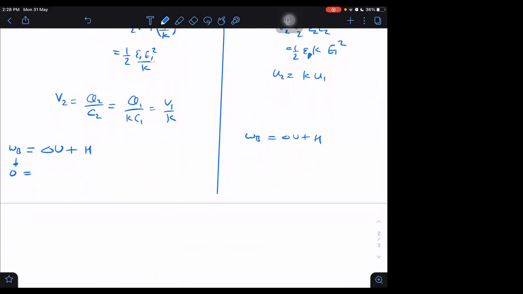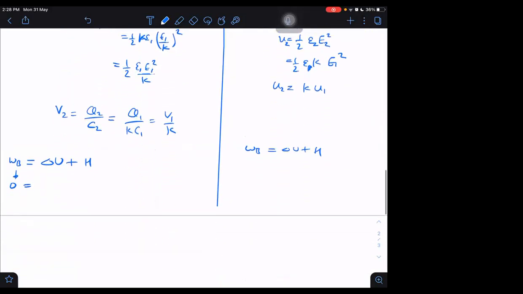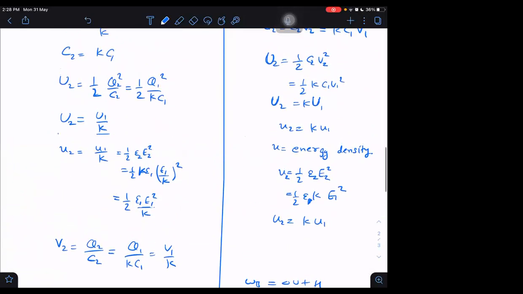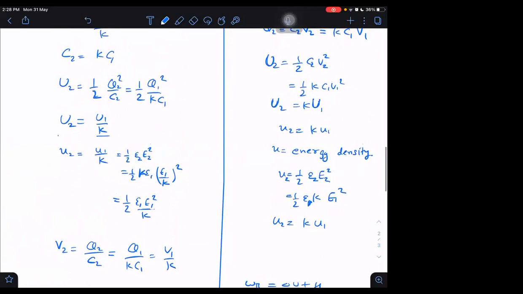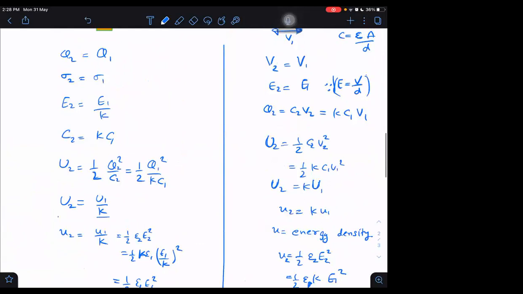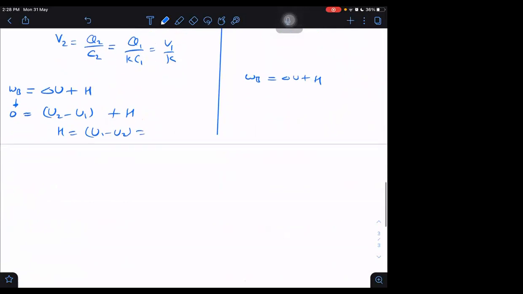Delta U will be there or not? That we know now. It is there. Finally, it is becoming less. It is becoming less, 1 by K times. Final potential energy is less. If final is less, U2 minus U1 plus H, then what will be H? H will be equal to U1 minus U2, which will be equal to half C1 V1 square.